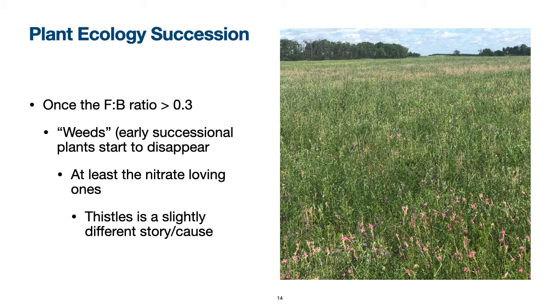Once our fungal bacteria ratio gets over 0.3, those early successional plants start to disappear, at least the nitrate loving ones. When we start talking about thistles and quackgrass, that's a different story, different indication. This is that same field taken about two months later. You can see that those weeds have disappeared, and my cover crop and my perennial plants started growing. So Mother Nature took care of it without me having to go in and mess it up.